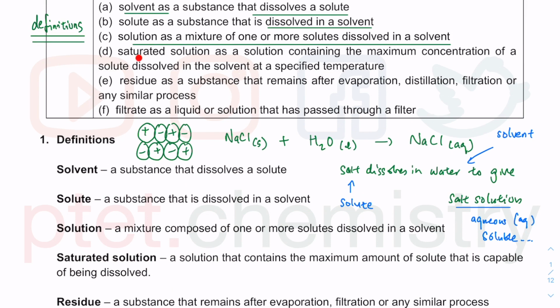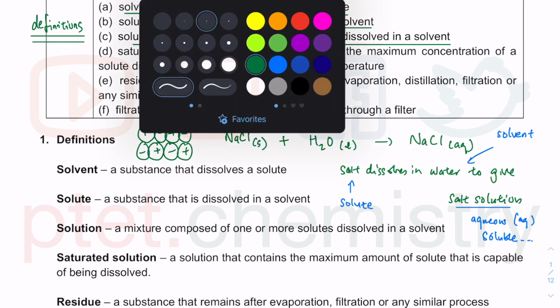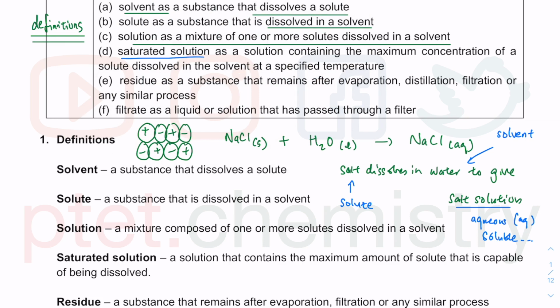So in terms of saturated solutions, saturated. So when we say that our brain is saturated, our memory is saturated, saturated means full. It means full. When your memory is saturated, you can't fit any more new memory because your memory is full.